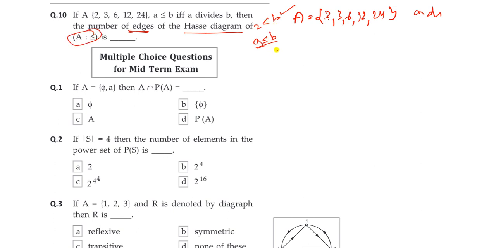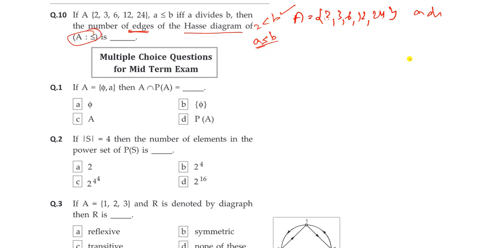Now see the 10th question. A equals 2, 3, 6, 12, 24, and a is less than or equal to b if a divides b. What is the relation here? A divides b. Now you have to check each and every element: 2 divides 3? No. 2 divides 6, 2 divides 12, 2 divides 24. The number of edges of the Hasse diagram is asked, so first draw the Hasse diagram for this question.